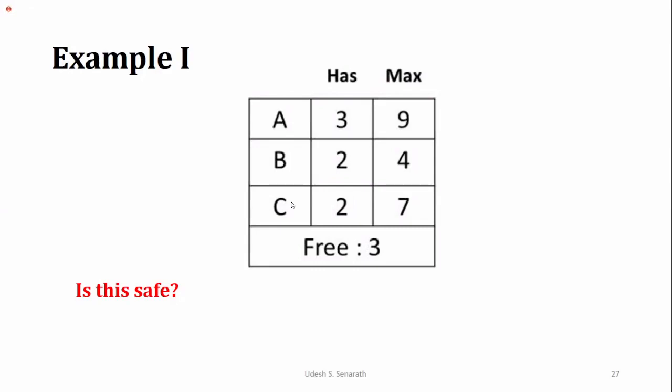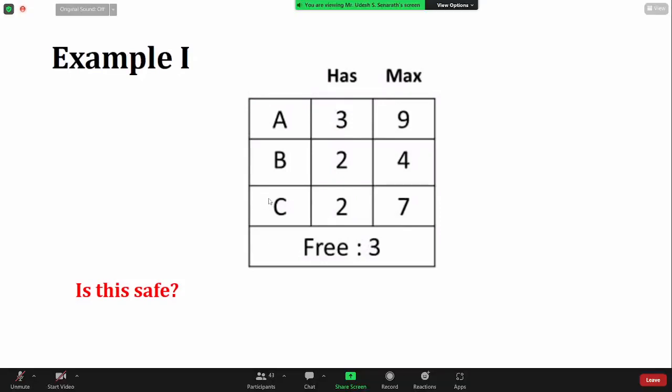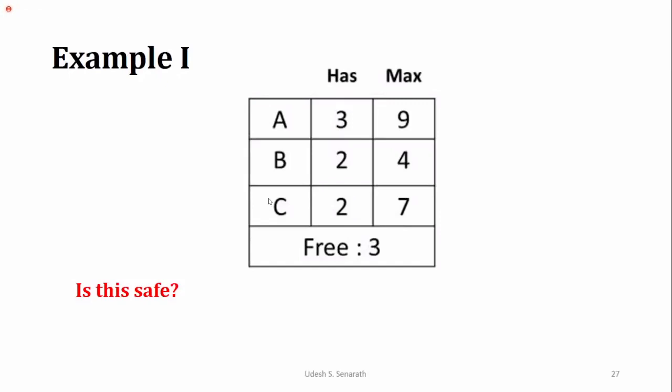Okay, there are three processes: A, B, and C. They are requesting resources. The problem is, within the system there are only 10 resources, and the 10 resources can't be allocated at once. Therefore, we have to allocate them in a sequence. If we can allocate them in a sequence without facing a deadlock, yes, it is in a safe state. So we will go through one by one.